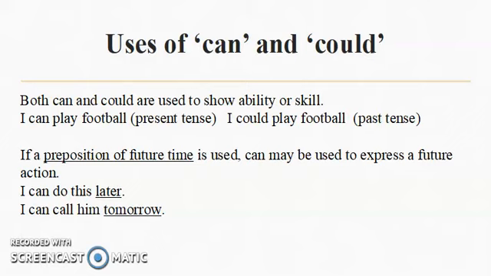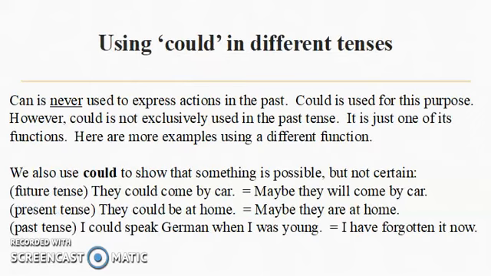If a preposition of future time is used, can be used to express a future action. I can do this later. I can call him tomorrow. It is very important to know that can is never used to express actions in the past. Could is used for this purpose, but could is not just exclusively used for the past tense.